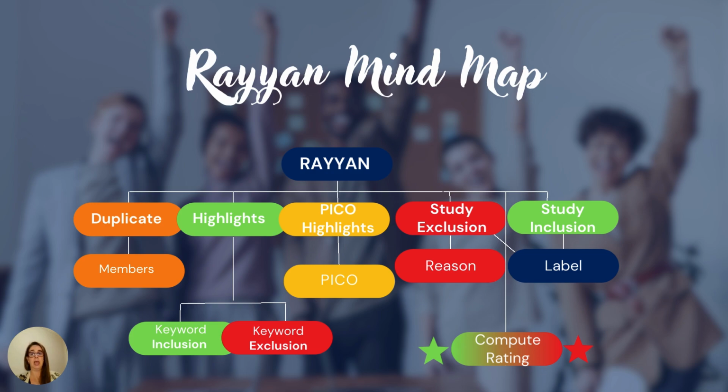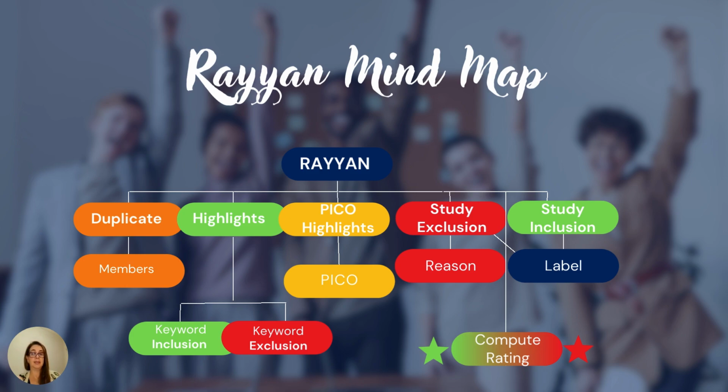Second, activate keywords. You can use the highlights and PICO highlights function to highlight keywords in the text, making dynamic reading easier in phase 1. Remember, the PICO highlights function is only available for free in the Rayyan Legacy version.